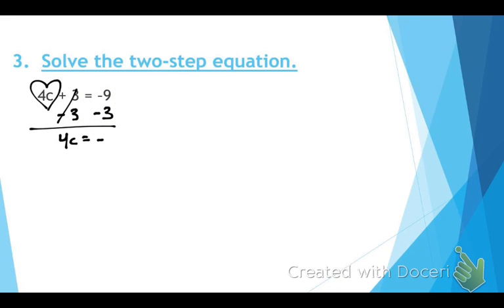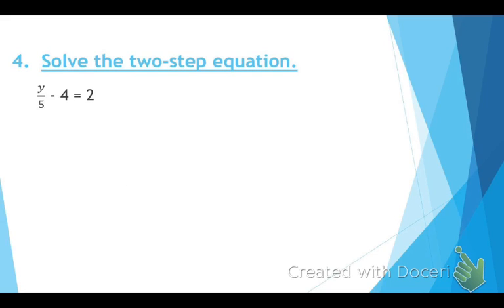Remember that because it's same sign, add the numbers, keep the sign. Okay? Boys, how do I get rid of this multiply by 4? Divide by 4. Divide by 4 on both sides. Class, what'd you get for your final answer? C equals negative 3.